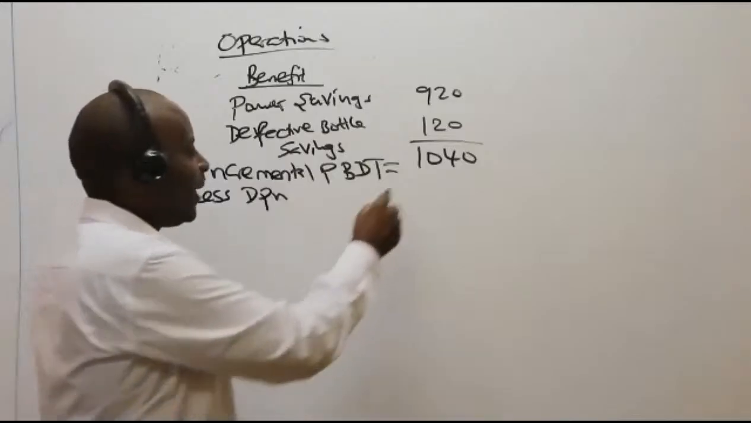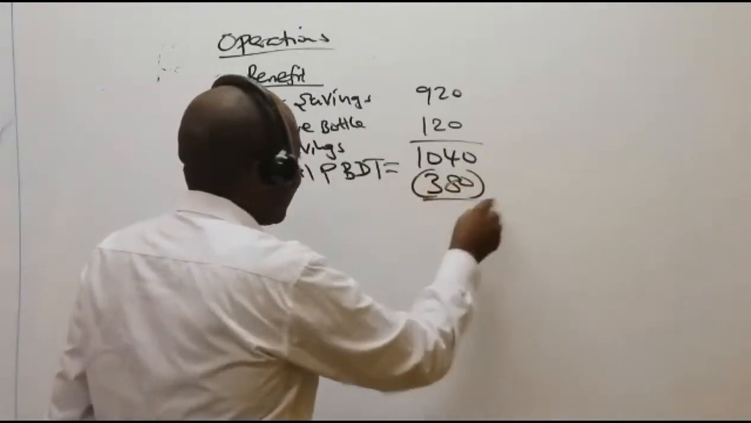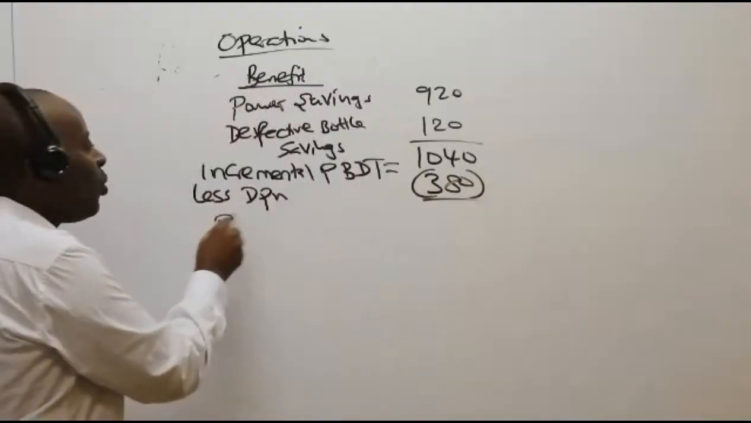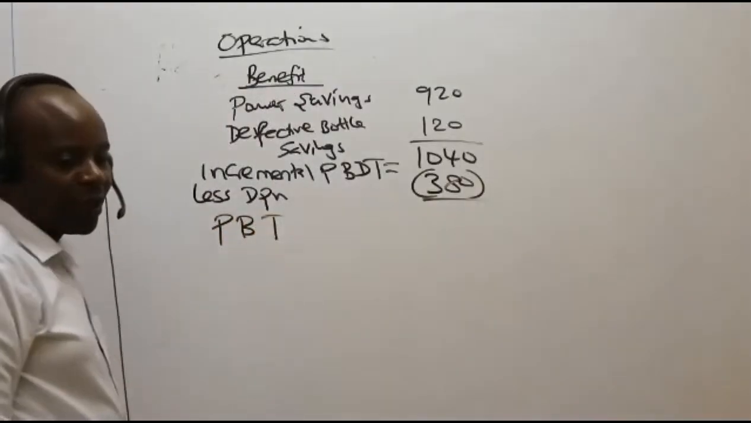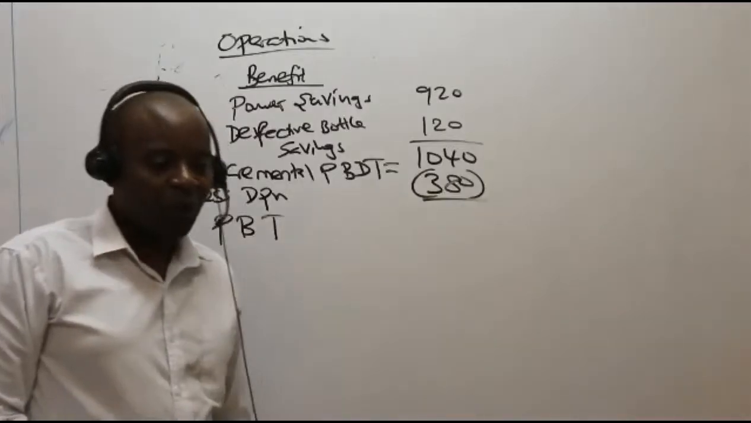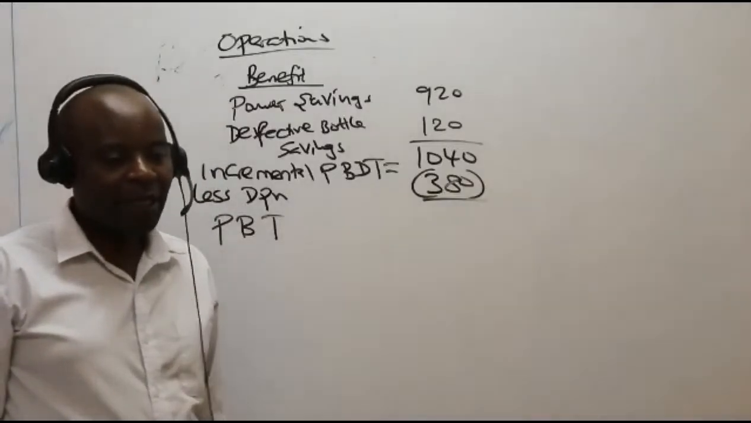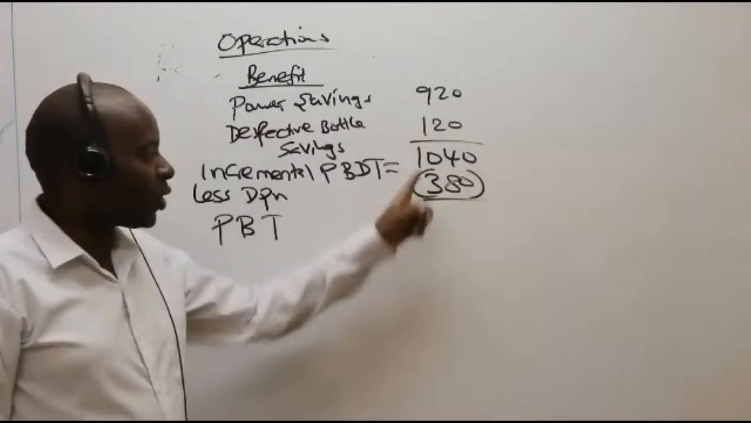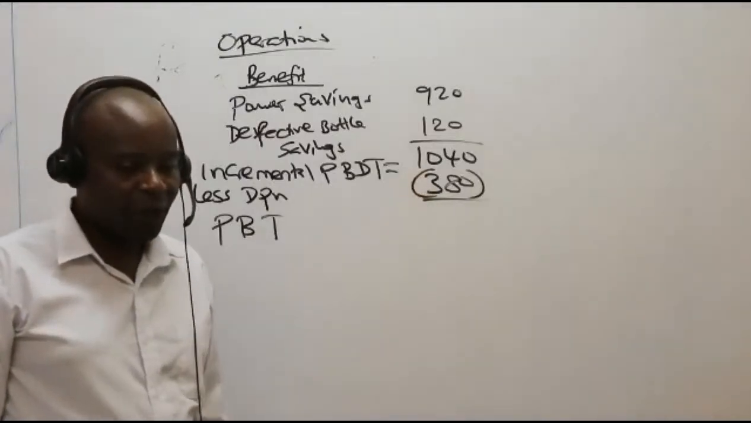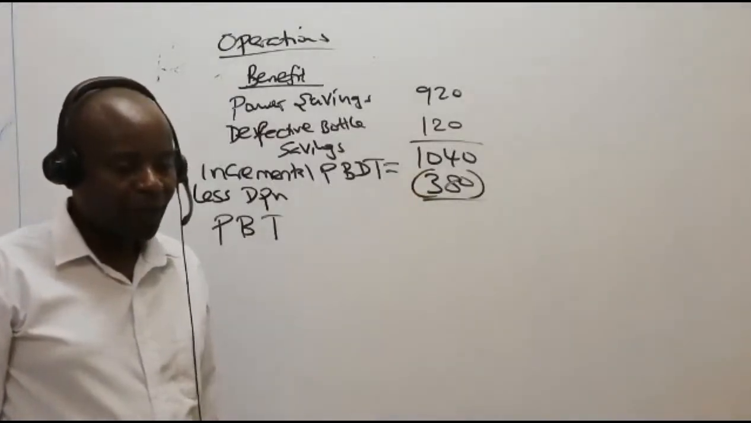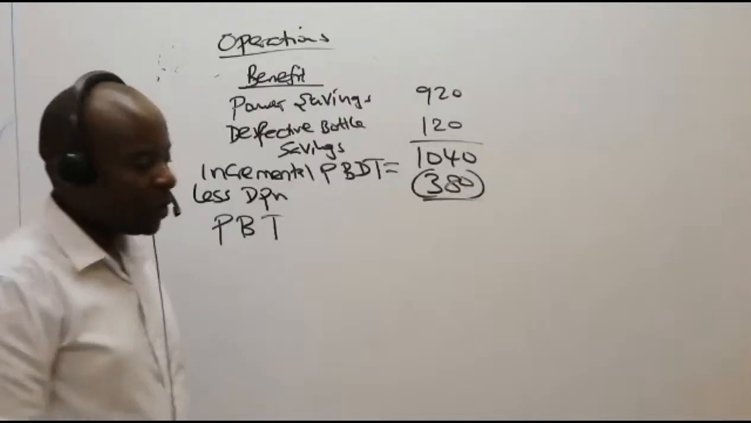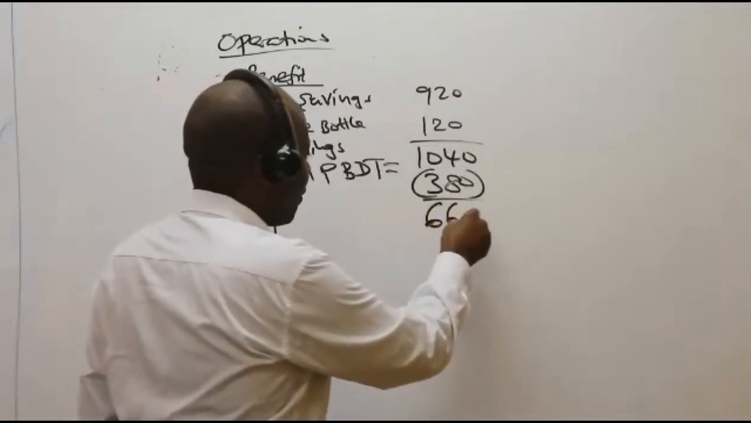380, they're telling me. So please subtract this for you to be able to give me what we call profit before tax. Profit before taxation. So profit before tax, this minus this, please give me a figure. They are giving me a figure of 660.